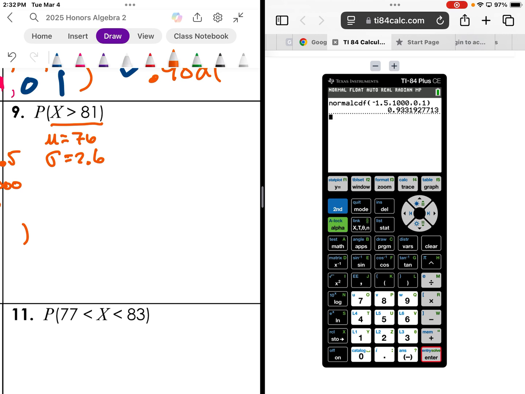So now, same thing. Greater than 81, so I want everything greater than 81. That means the 81 is my lower bound. So I'm going to do a normal CDF. My lower bound is 81. My upper bound, now, this is why we do big numbers.